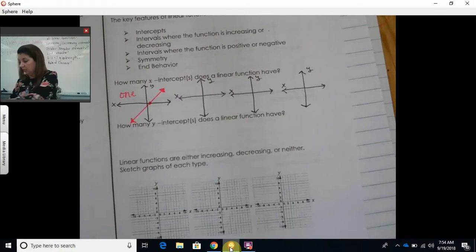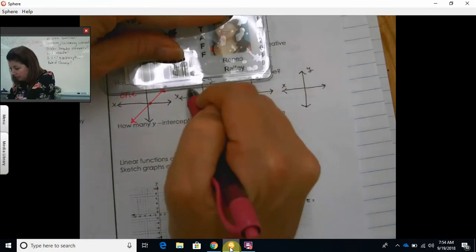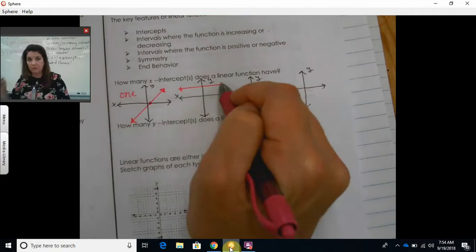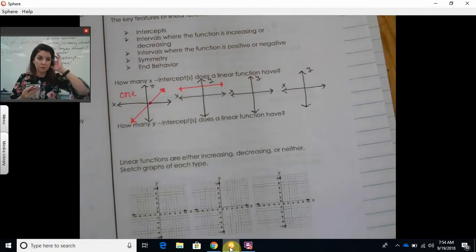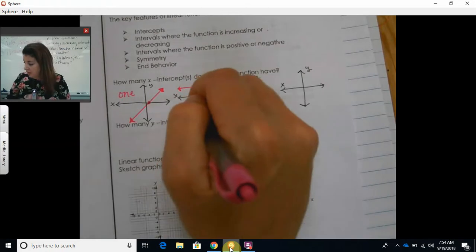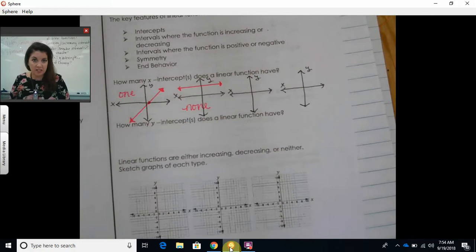All right, let's look at another example. I'm going to make a horizontal line that is parallel to the x-axis. How many x-intercepts does this line have? 0 or none, right? It does not cross the x-axis. It does not intersect the x-axis, so it does not have an x-intercept.